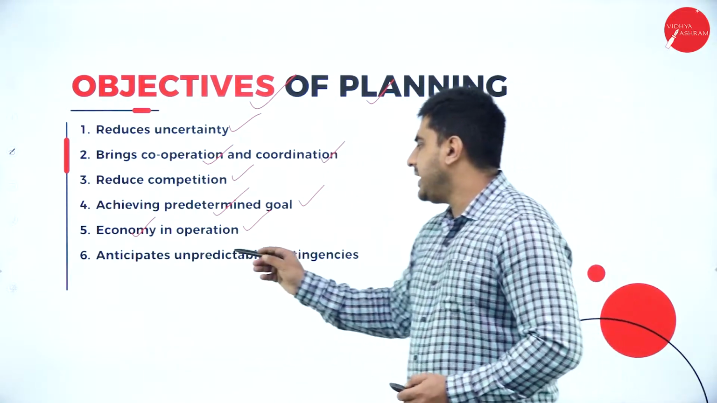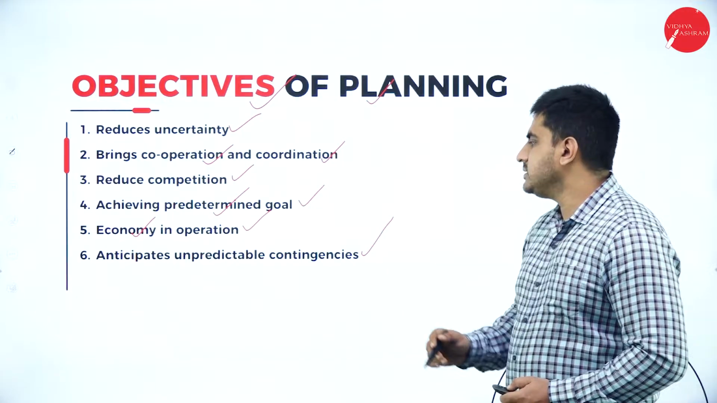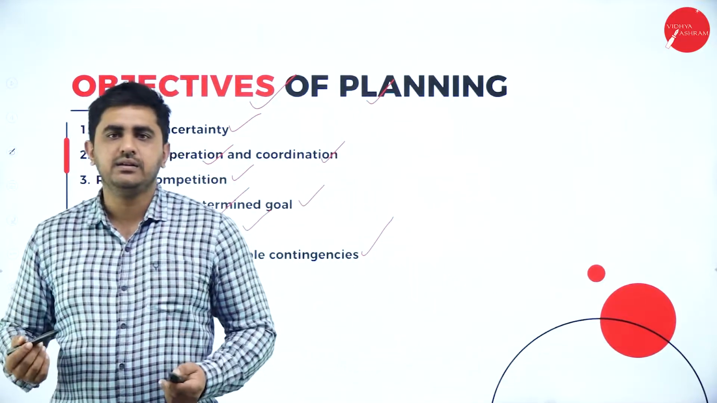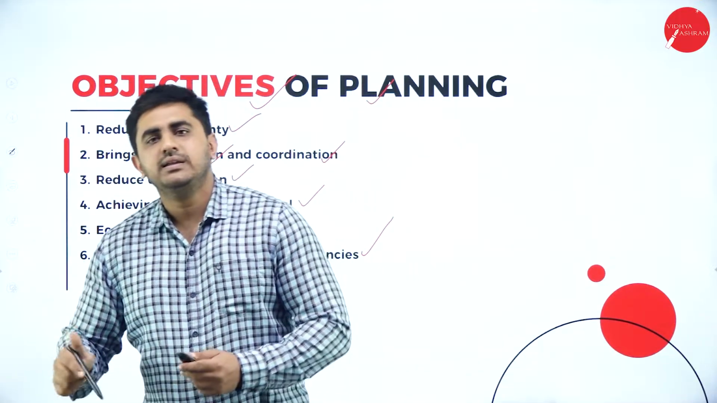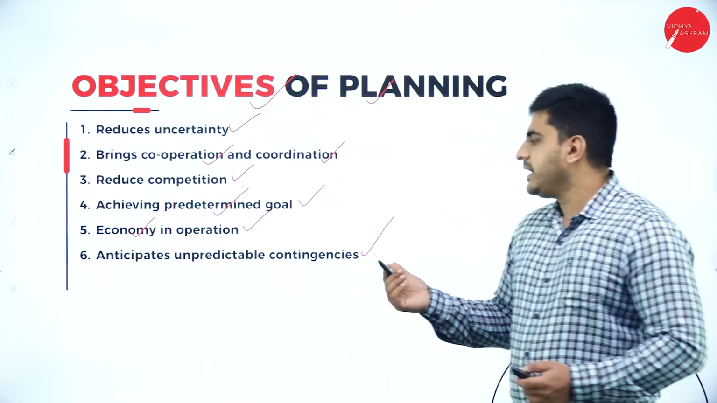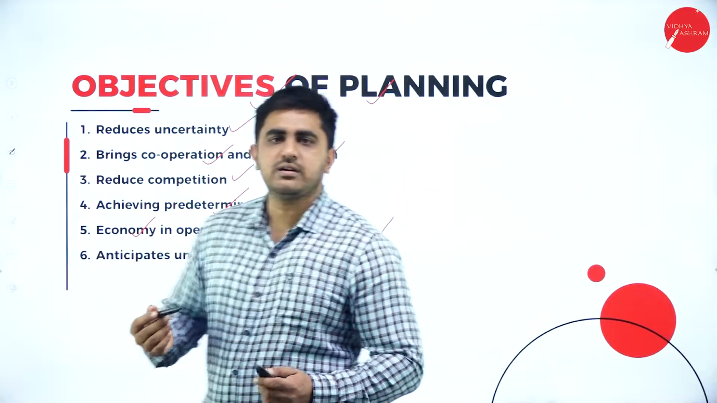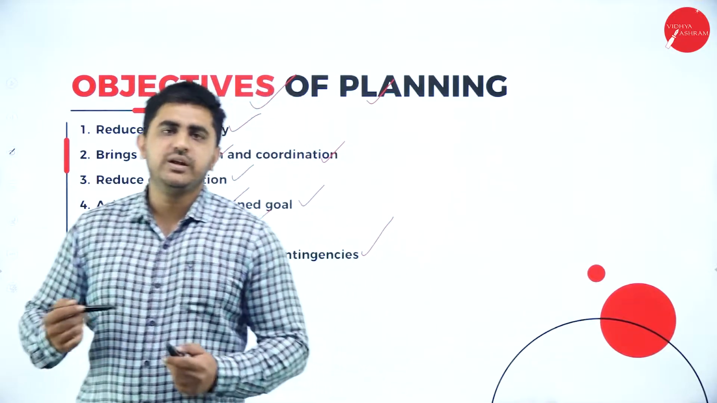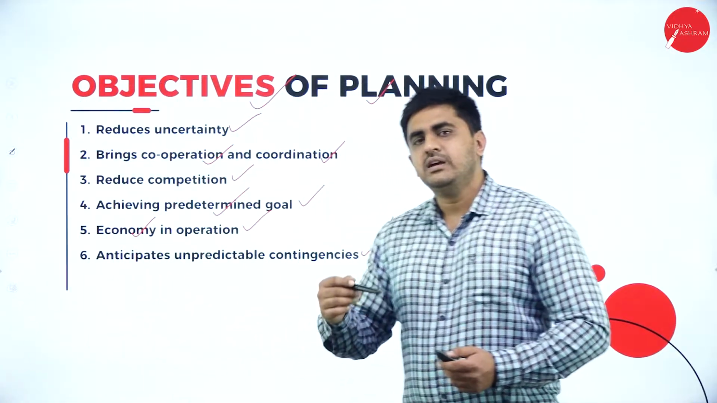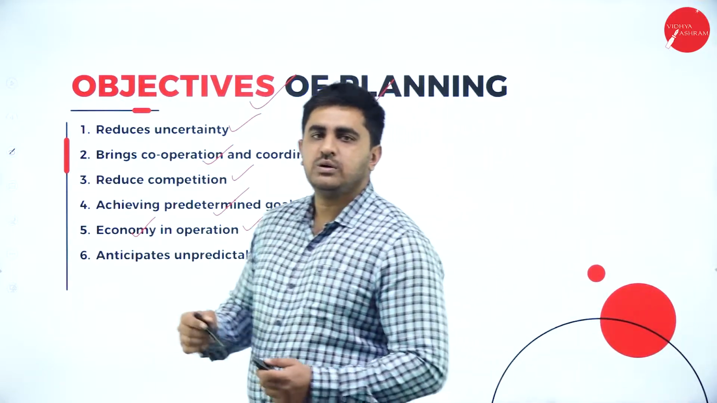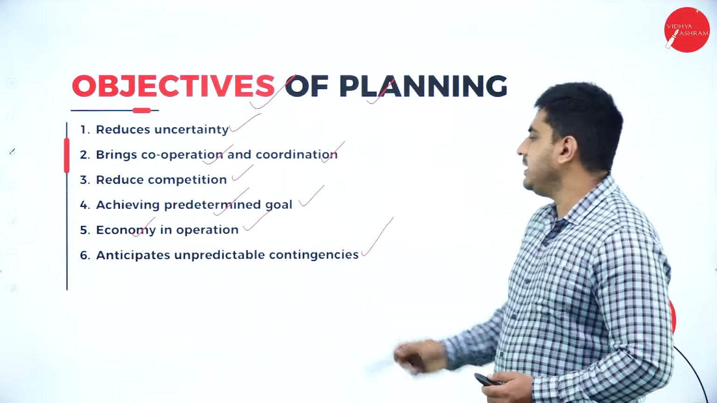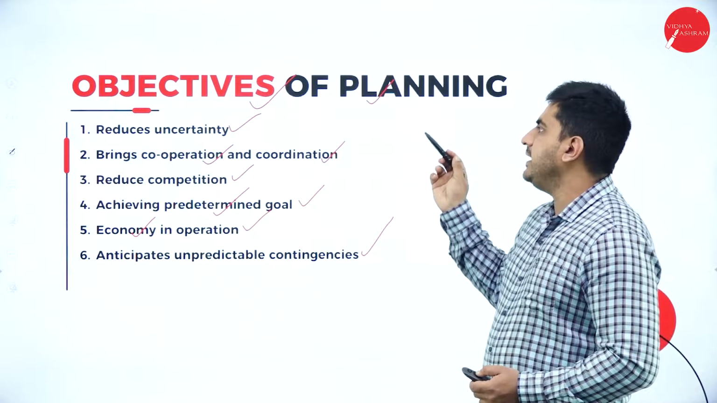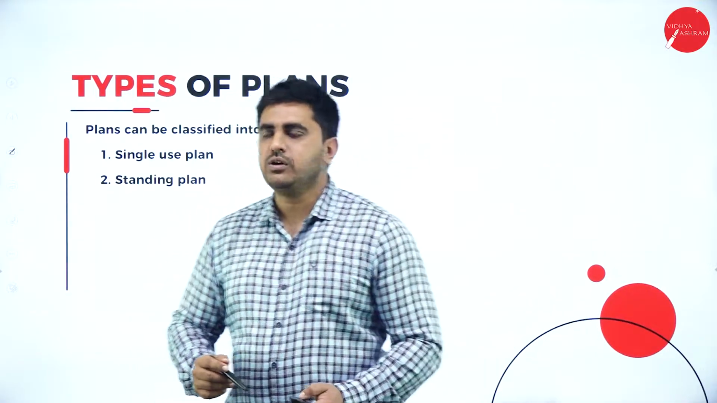Next is anticipates unpredictable contingency. What is the meaning of this contingency? Means emergency. That is, when planning is done right, you keep certain funds especially for the time of emergency. So if there is any kind of emergency, a fire breaks out in your factory, or there's an earthquake, your factory building has collapsed, during those times, you can make use of that emergency fund so that you can survive. So this is called anticipate unpredictable contingency. So these are the objectives of planning. Objective means with what intention you are planning. So next we will go for types of plans.